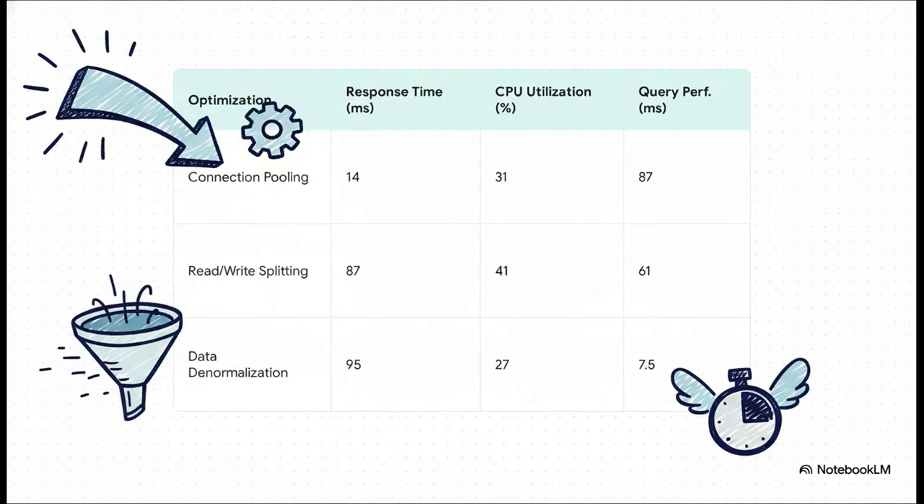And we can get even more detailed, right down to the database itself. This table shows some very specific optimizations. For instance, look at connection pooling. That's just reusing database connections instead of making new ones. It drops the response time to just 14 milliseconds. Or how about data denormalization? Look at that. It gets the query time down to a blistering 7.5 milliseconds. These aren't just tiny tweaks. They are absolute game changers for performance.